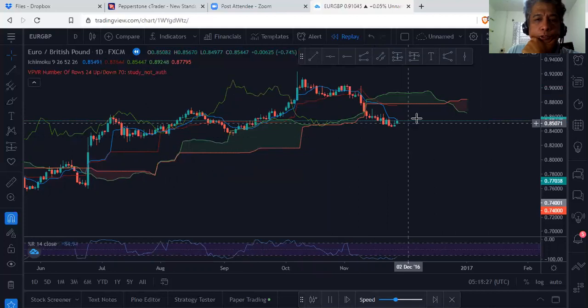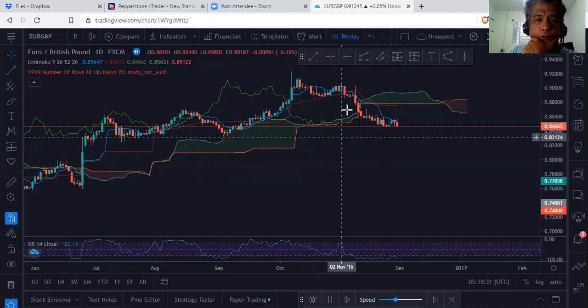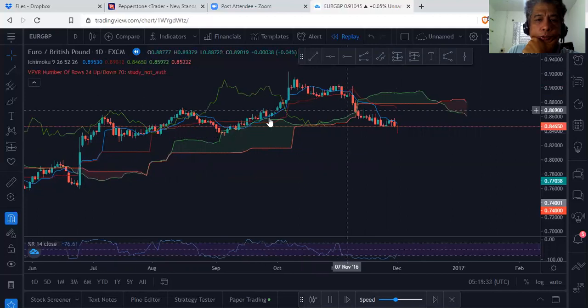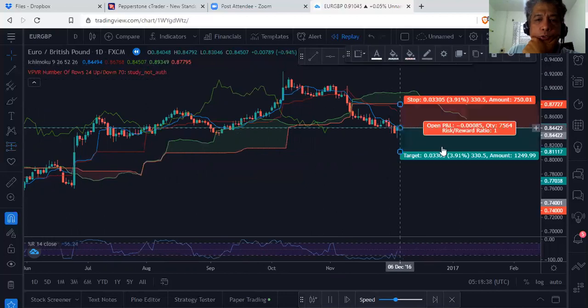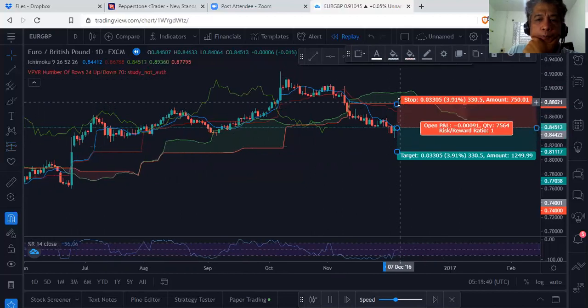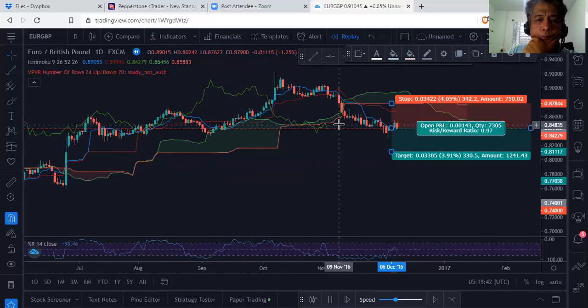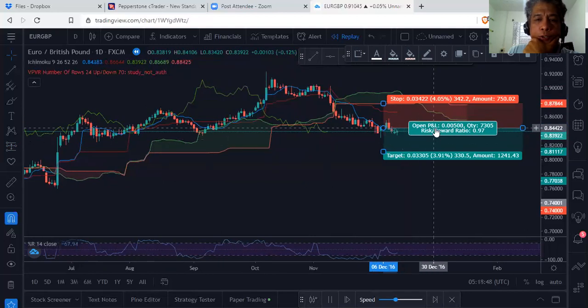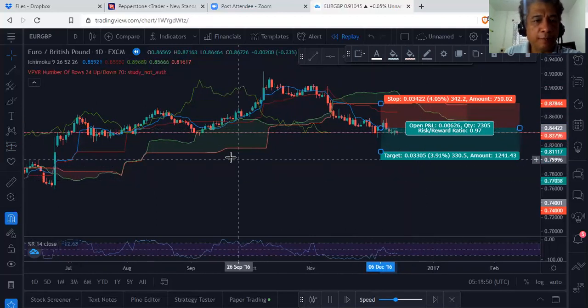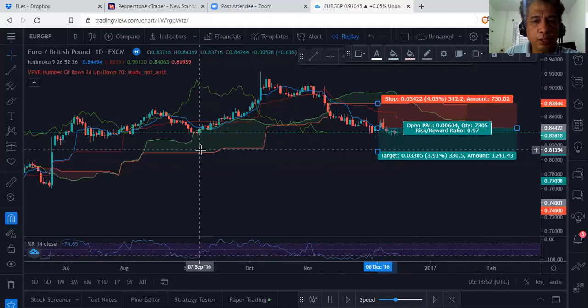One, two, three. Head and shoulders. All right, short. Come on, short that area. So I shorted it here. Stop loss above the Kijun. No, I'll do a trailing stop only. No profit target because this is support here.